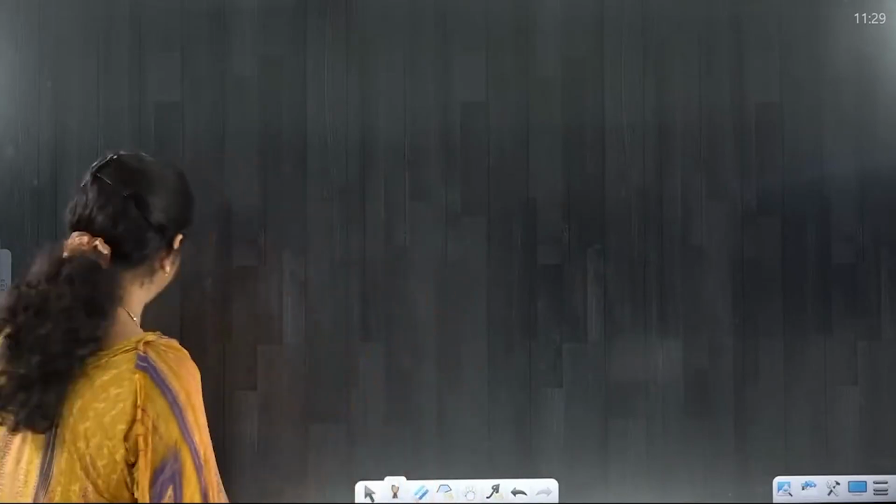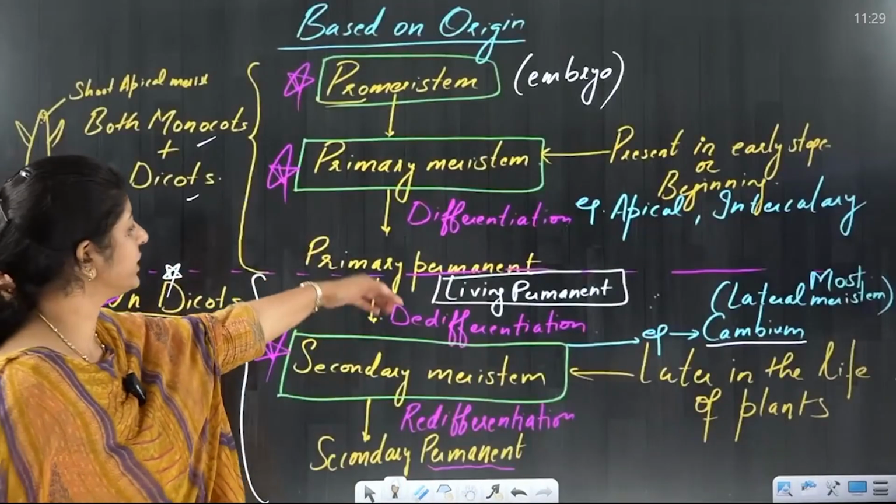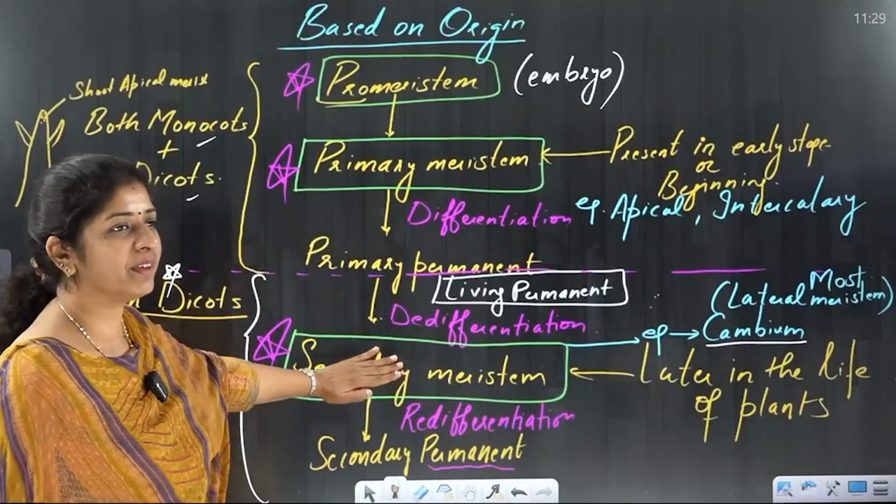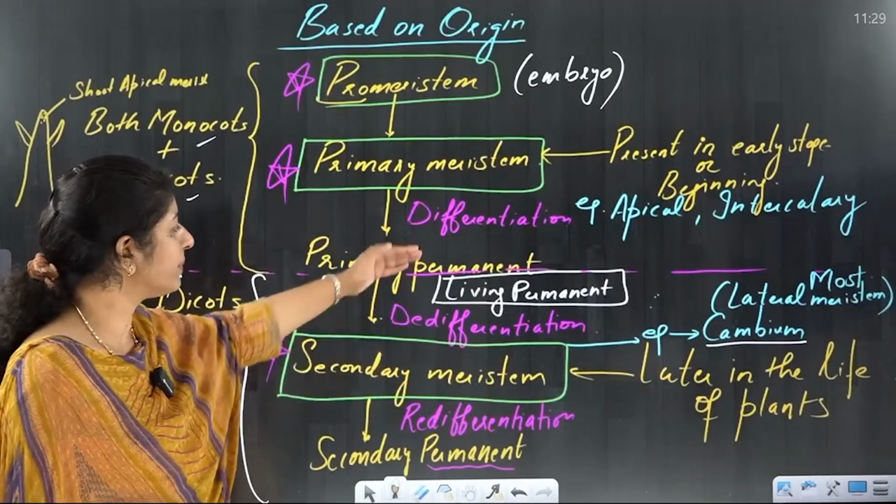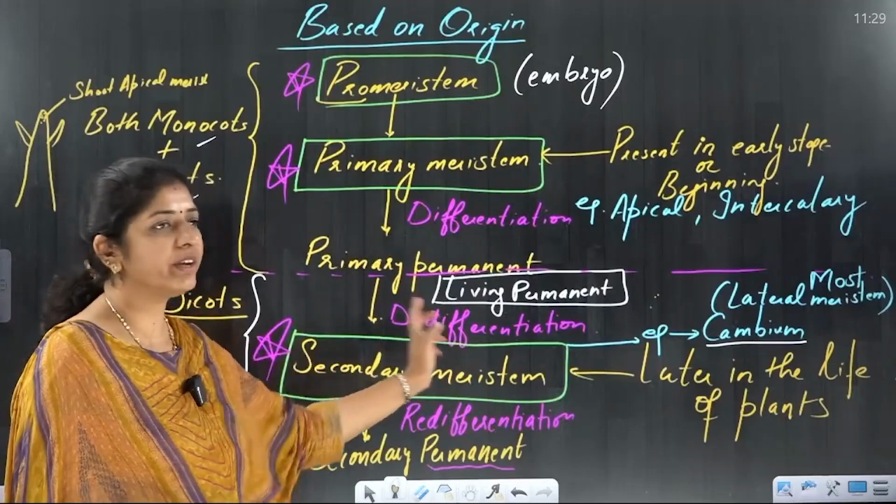What do you call the process when secondary meristem is converted into the secondary permanent? Secondary meristem into secondary permanent. What do you call that process? Redifferentiation. Very nice. Naveshri, very nice, gave the response first. Redifferentiation. It is not dedifferentiation, right? What is dedifferentiation? When primary or secondary permanent tissue enters back into meristem, that is dedifferentiation.